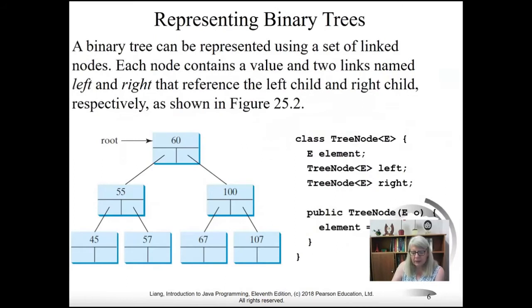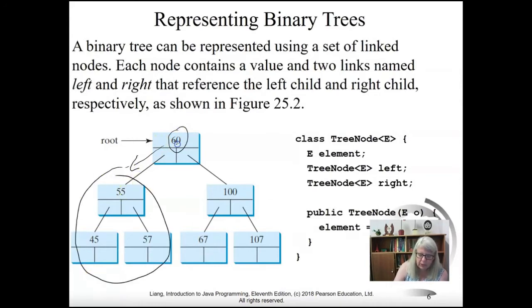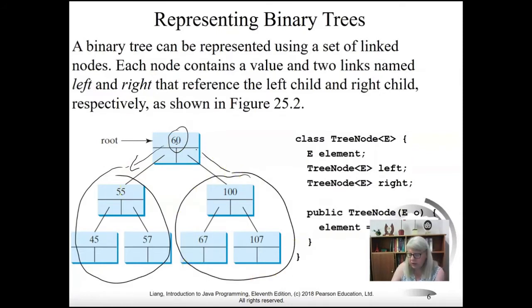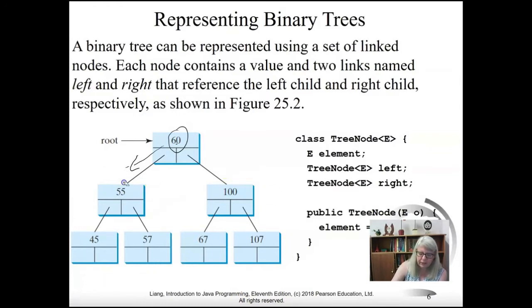Here's an example. If you have a number 60, everything on the left, this is the left subtree, is smaller than 60. Everything in the right subtree is larger than 60. And that works for every item. If you look at another item, 55, another node, everything to the left is smaller than 55, everything to the right is larger than 55.